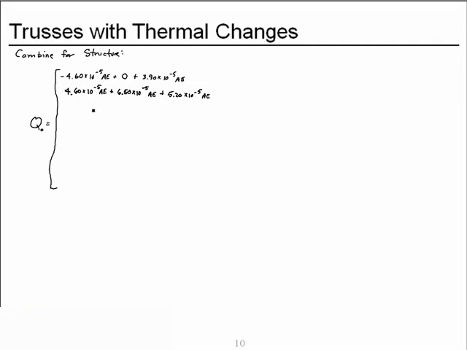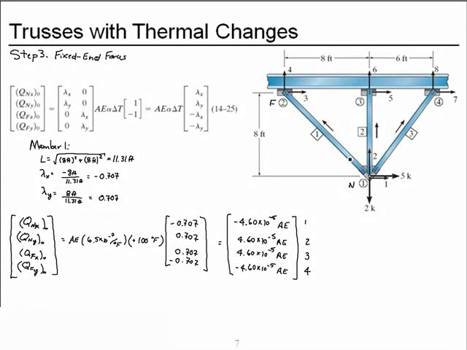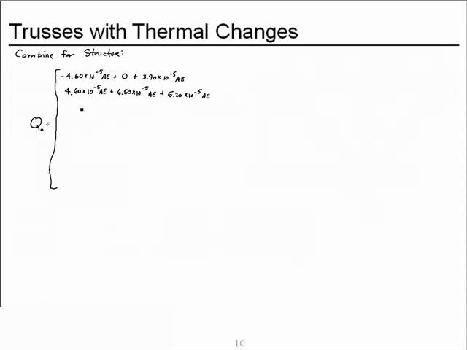Then degree of freedom 3. Only member 1 connects to degrees of freedom 3 and 4, so only member 1 will contribute fixed end forces to the entire structure. So we have 4.6 times 10 to the minus fifth AE and negative 4.6 times 10 to the minus fifth AE.